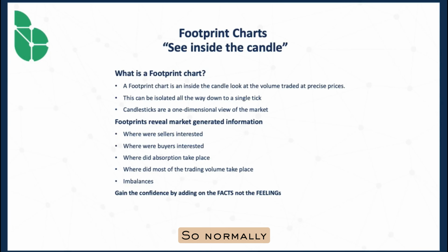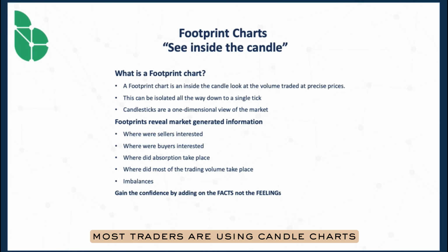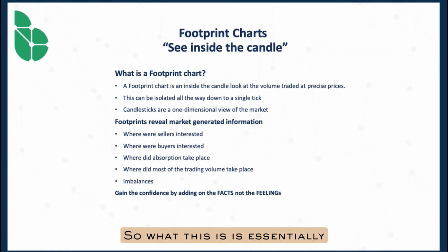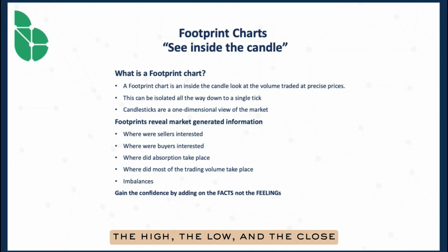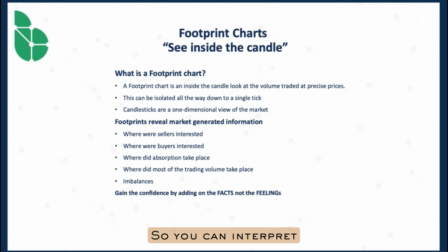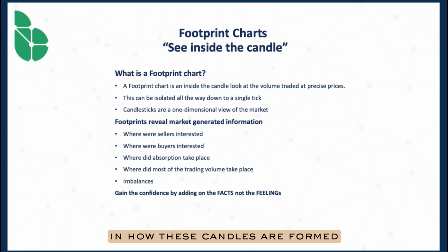Normally, for the most part, most traders are using candle charts, or their chart setting is on the candlestick setting. Essentially, it shows the open, the high, the low, and the close. So you can interpret certain strength or weakness in how these candles are formed in relation to certain supports or resistances or highs and lows.